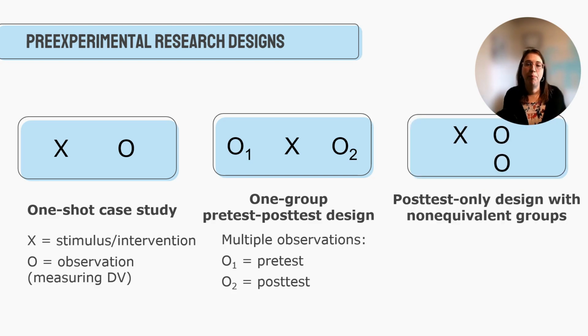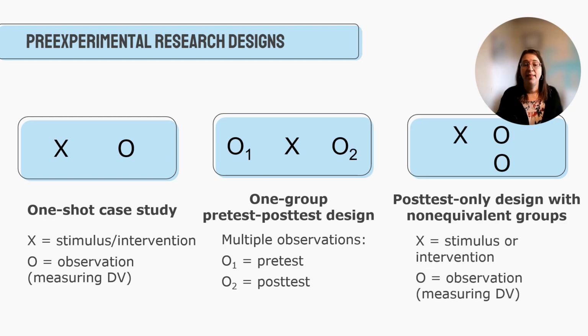Finally, we have what's called a post-test only design with non-equivalent groups. So again, this is where you have a stimulus or intervention and then the observation. And so you might have two groups. You have the one group, the parents that went to the parenting class, you do a post-test, and then maybe you just do a post-test with some of the other parents in the school. So this is helpful because you can see differences between groups, but how do we really know the groups are similar?